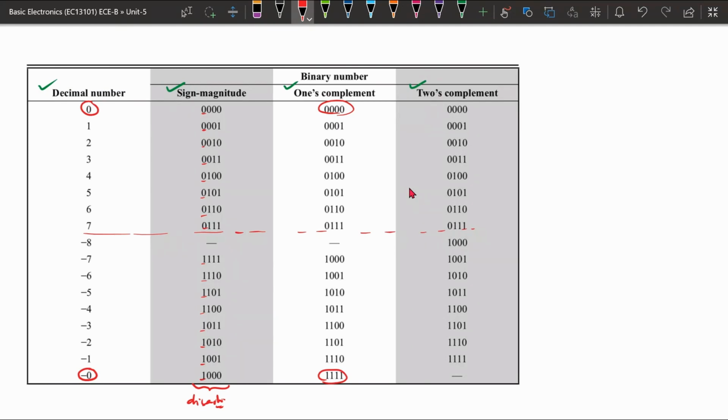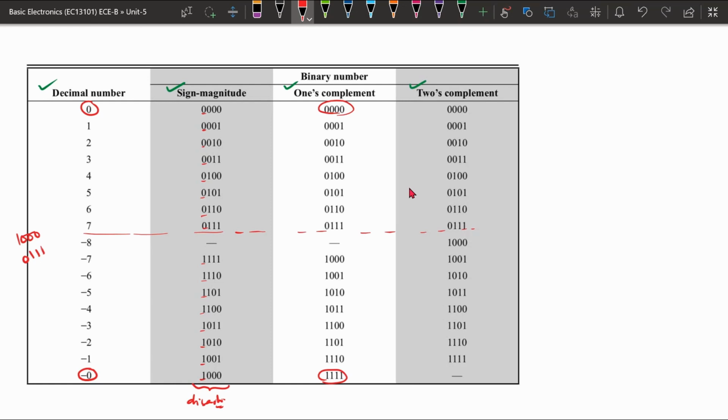If we want to consider the case of 8, suppose 8 is there, so 8 is 1 0 0 0. This is the 7, up to 7 it is representing. But in case of 8, if we want to make the complement, it will be 1 1 1 1 and 0. But minus 8 is not represented in terms of 1's complement, because its range is basically limited.